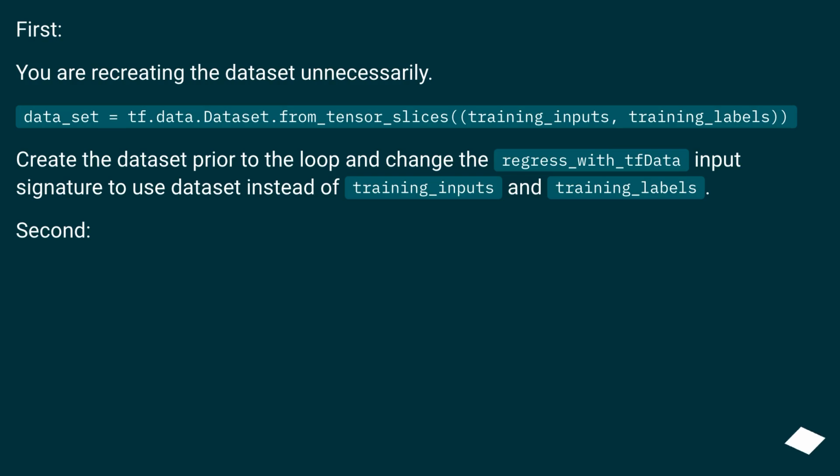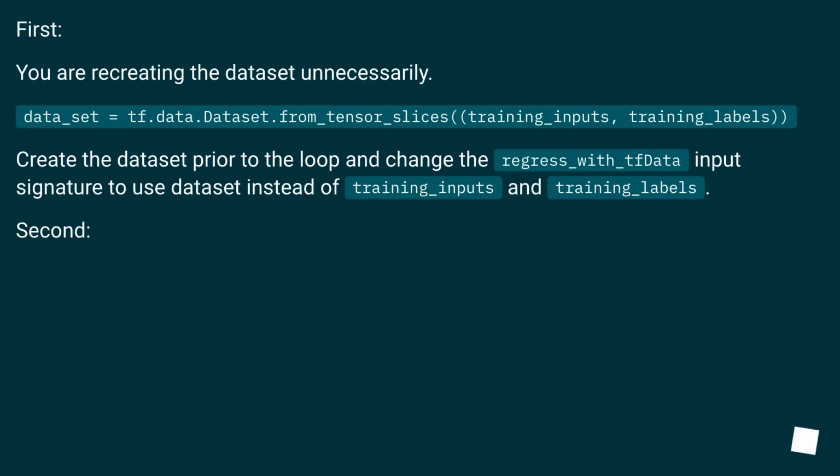First, you are recreating the dataset unnecessarily. Data_set equals tf.data.Dataset.from_tensor_slices training_inputs, training_labels. Create the dataset prior to the loop and change the regress_with_tf.data input signature to use dataset instead of training_inputs and training_labels.